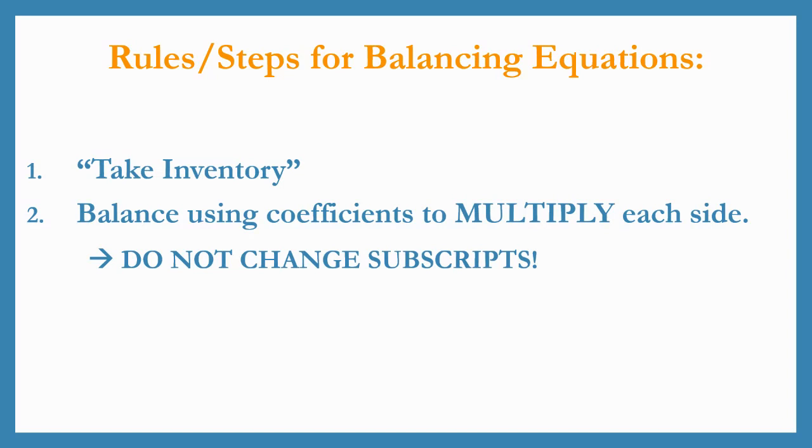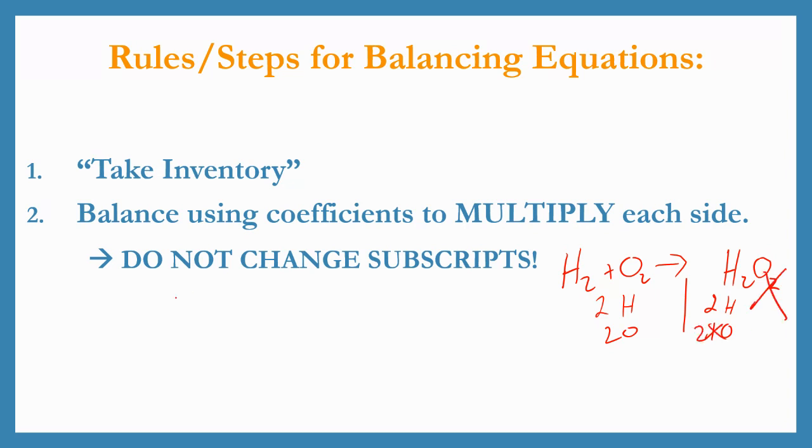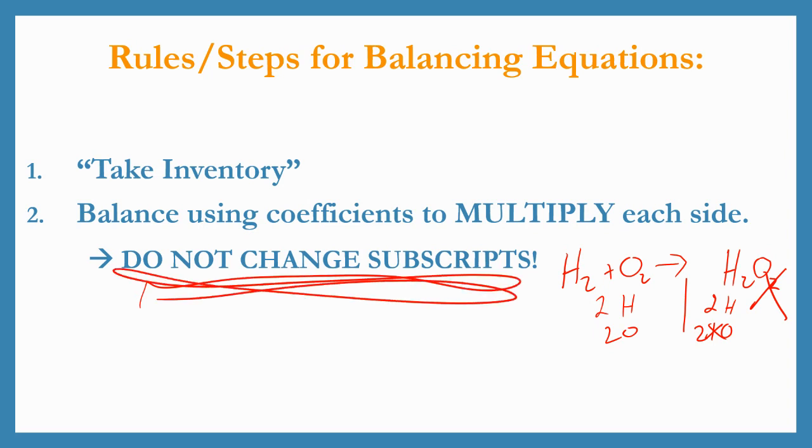Do not change subscripts. What that means is if I had H2 plus O2 goes to water, I have 2 hydrogens and 2 oxygens, and here I have 2 hydrogens and 1 oxygen. So I can't say, hey, you know what would make this easy? I'm just going to do that, and now I have 2 oxygens. You can't change subscripts. Do not do that. That's going to change the chemical.